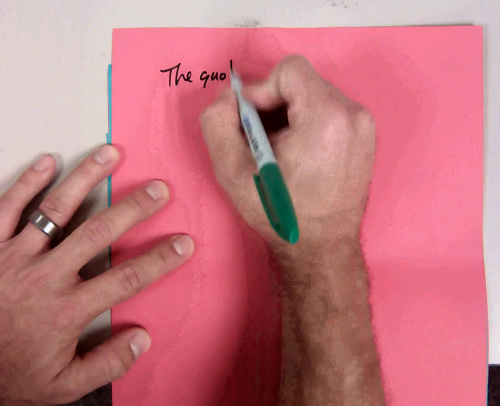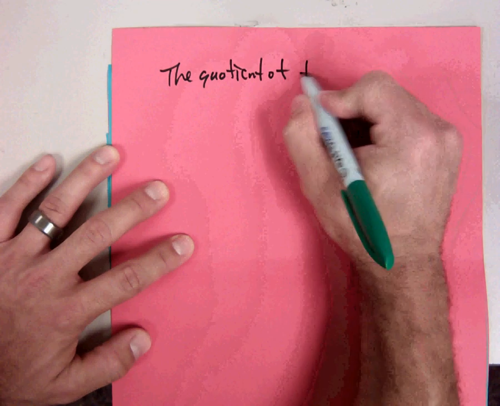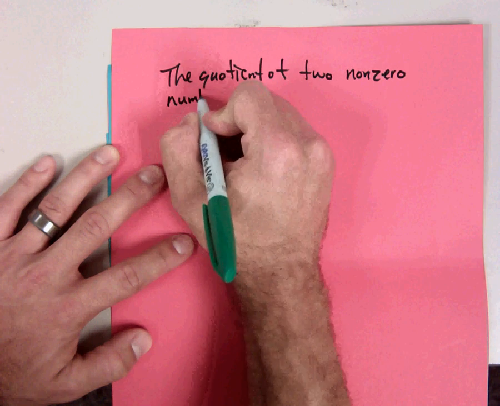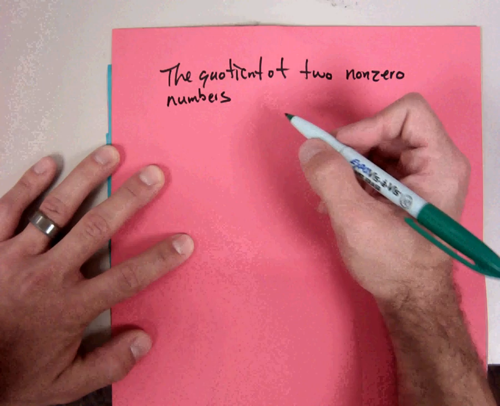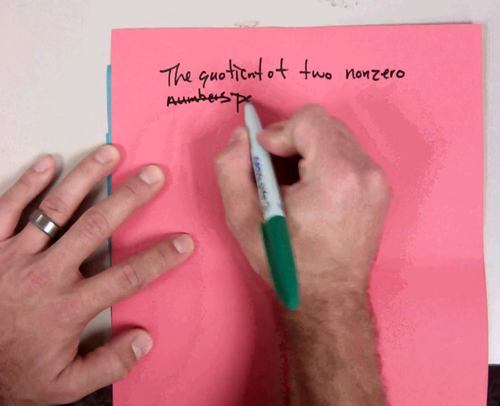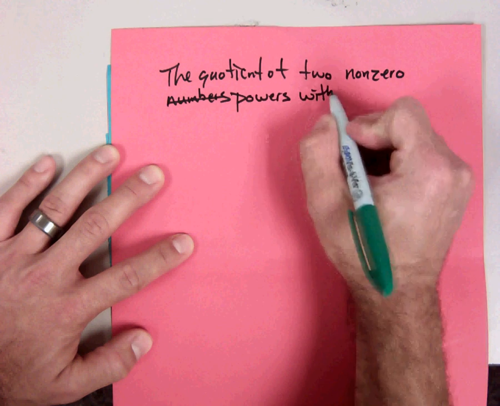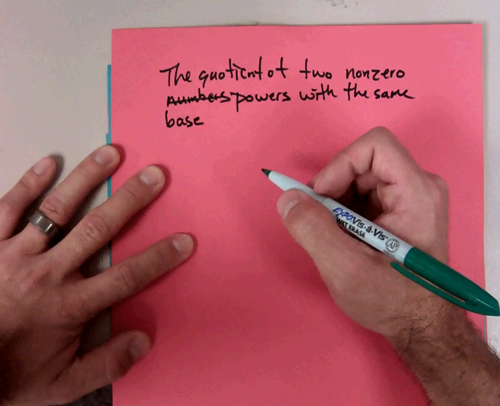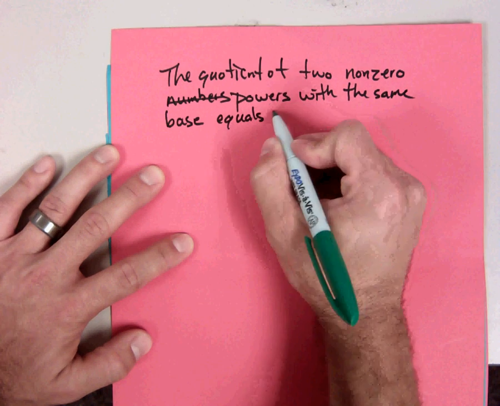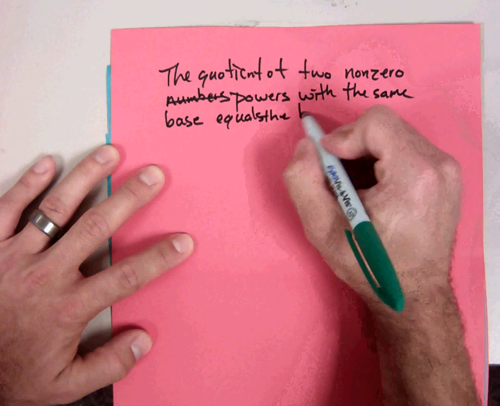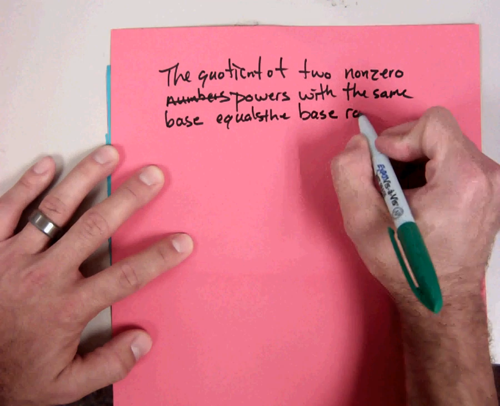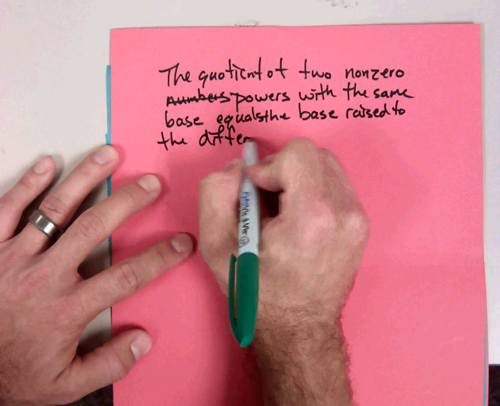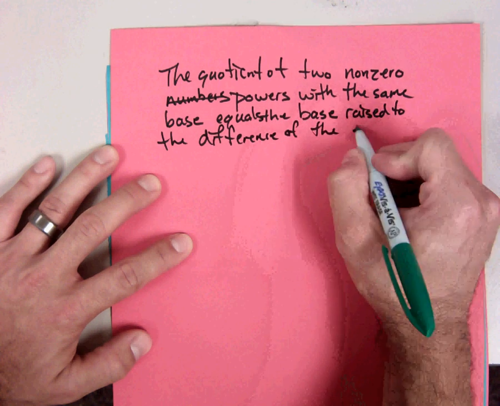The quotient of two non-zero numbers, I should say powers, with the same base equals the base raised to the difference of the exponents.